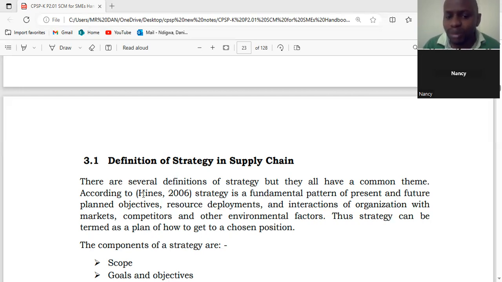And once you have the objective in place, you need to have resources that are deployed to achieve that objective in the organization. Then the issue of interaction of the organization is also very important. When you're talking about interaction, we are talking about interaction with the market, with the competitors, and other environmental factors. Remember, you are not alone in the industry. There are other players playing in the same industry that you are in, and this will help you to become better and better every day.